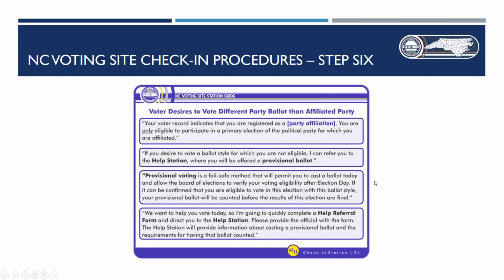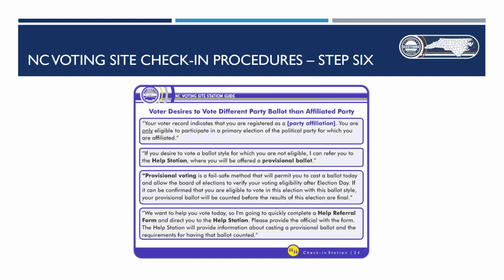Okay, so if the voter desires to vote a different party ballot than their affiliated party, here's the best language to use in that case that you could give to your election officials. Your voter record indicates that you are registered as a blank. You are only eligible to participate in a primary election of the political party for which you are affiliated. And once again, you would fill out the help referral form and send them on their way to the help station where they can cast a provisional ballot.